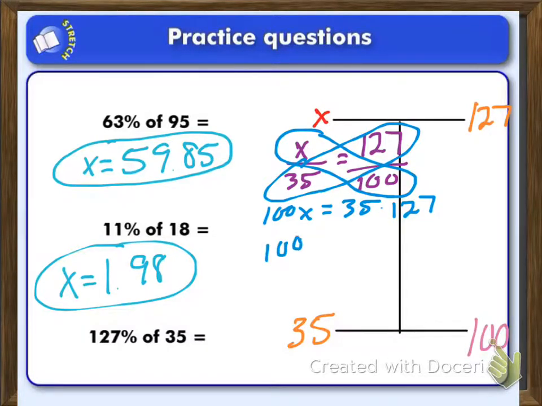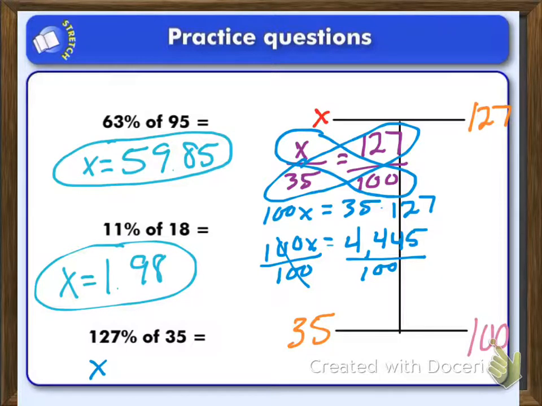Okay, so when I multiply that out, I come up with 4,445. Now I want to divide both sides by 100. Okay, and again, if I want to do my mental math for dividing that out, I come up with x is equal to, moving my decimal over 2 places from the right to the left, 44 and 45 hundredths.